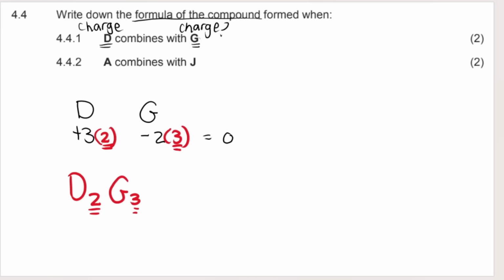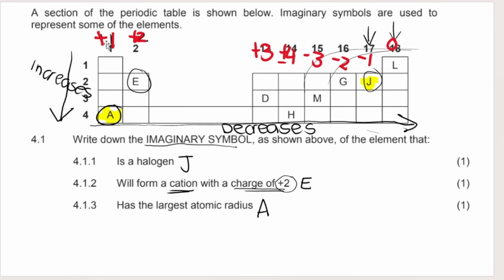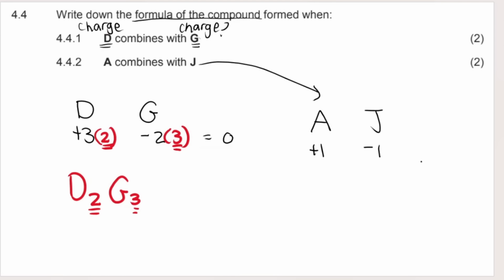Then for A combining with J, A has a valency or a charge of +1, J has a valency or a charge of -1. Therefore, in order to make our overall charge of our compound equal to 0, a neutral compound, +1 -1 does equal 0. So we've got A, J. We don't need to put the ones there. We technically can multiply each of these by 1, but we technically don't have to. So it's A, J. I hope that makes sense.